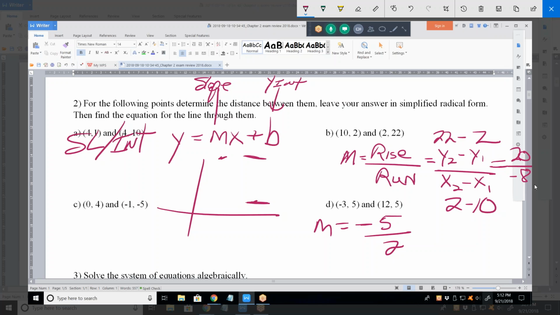So we still don't have b. Now, let me ask you something. Have you been taught the point slope format? I don't think so. Well, let me give it to you, and you tell me if you recognize it. And you're going to see why this is going to be valuable.